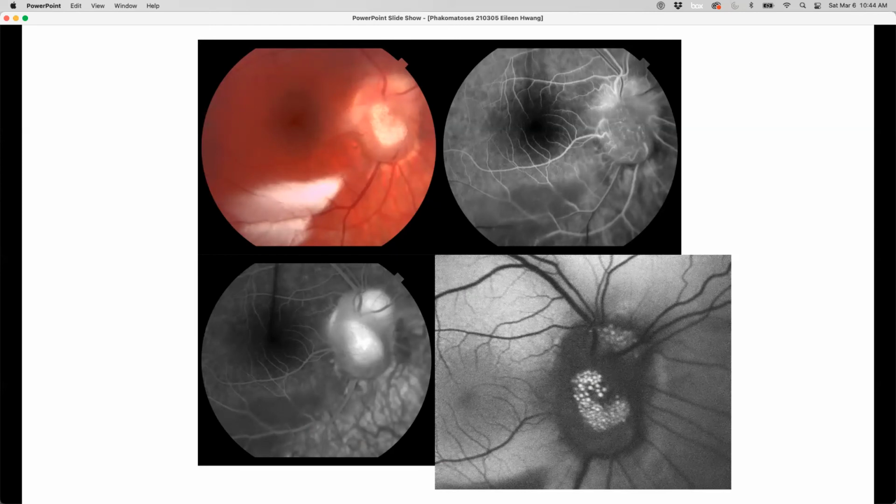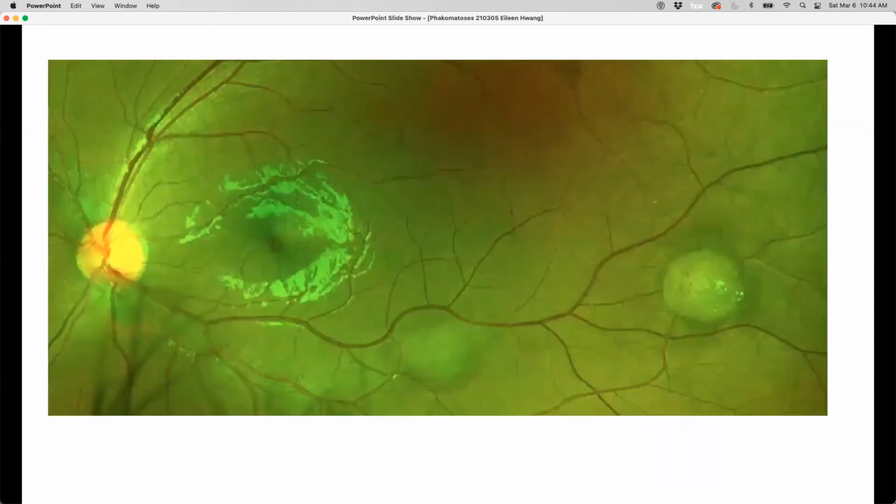Yep. Astrocytoma, also known as astrocytic hamartoma. In which condition? Tuberous sclerosis. Great, awesome. Okay, and how about these lesions? What do you make of those? This is a retinal hemangioblastoma.